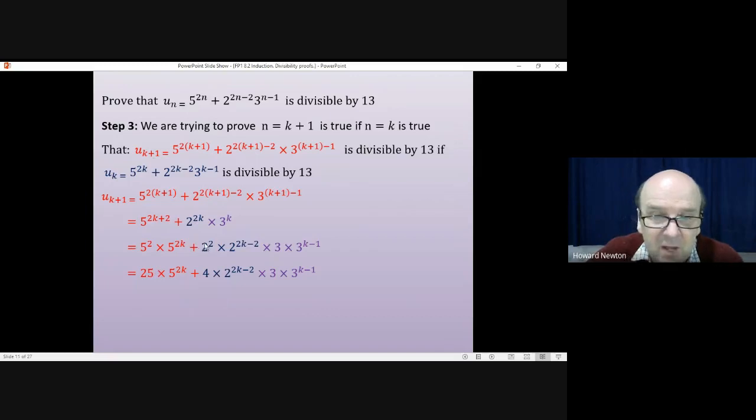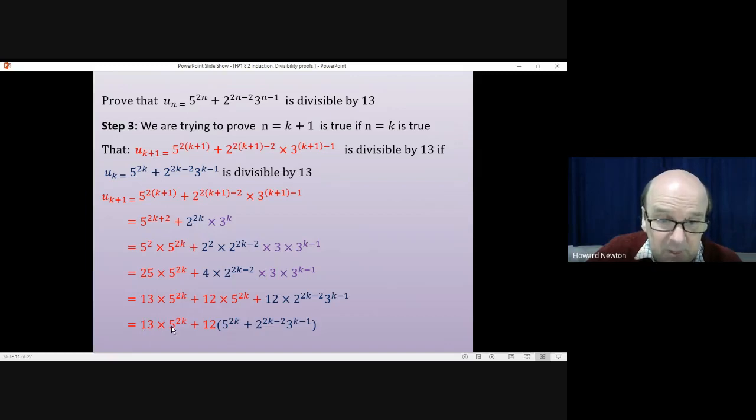5 squared is 25, 2 squared is 4, nothing else has happened there. And then the 25 we're breaking up into 2 parts. 13 times by 5 to the 2k plus 12 times by 5 to the 2k. The reason why becomes clear on the next line. This first statement is going to be a multiple of 13, clearly.